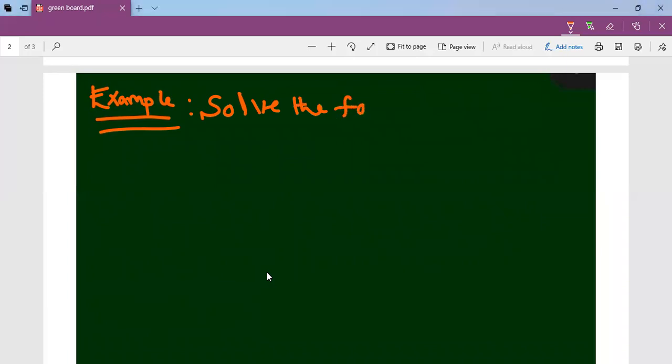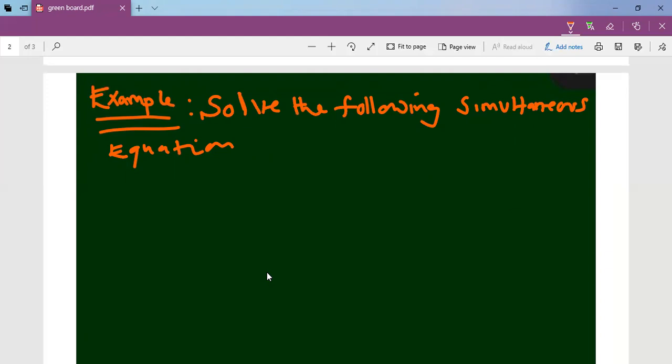We look at examples. Let's look at an example. Solve the following simultaneous equations. Depending on the examining body, the marks differ. At times you can be given 5 marks for such kind of equation.